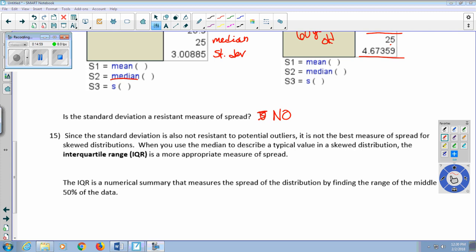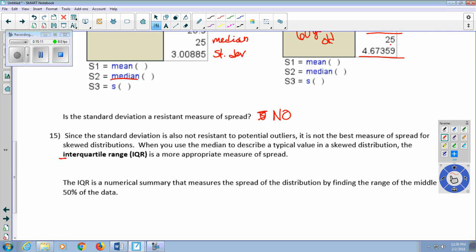So since the standard deviation is not resistant to potential outliers, we need to look for a better measure of spread for a skewed distribution. This measure that we're going to be using is called the IQR, the interquartile range. It's a summary that measures the spread of the distribution for the middle 50% of the data. And so we're going to talk about how we can calculate the IQR.